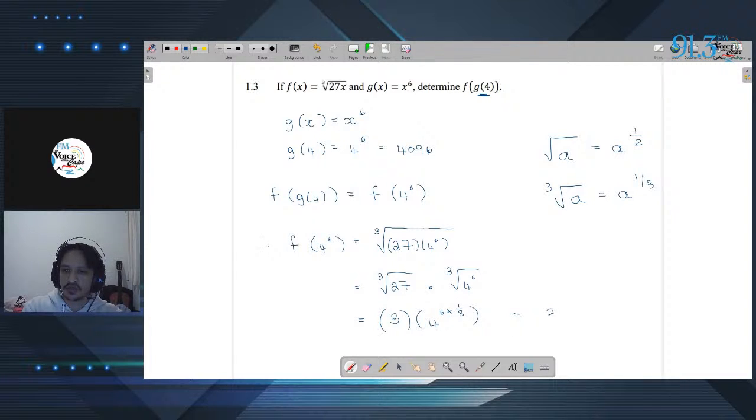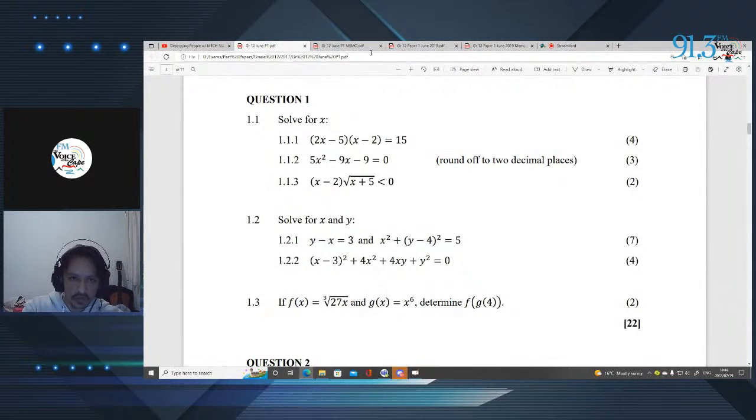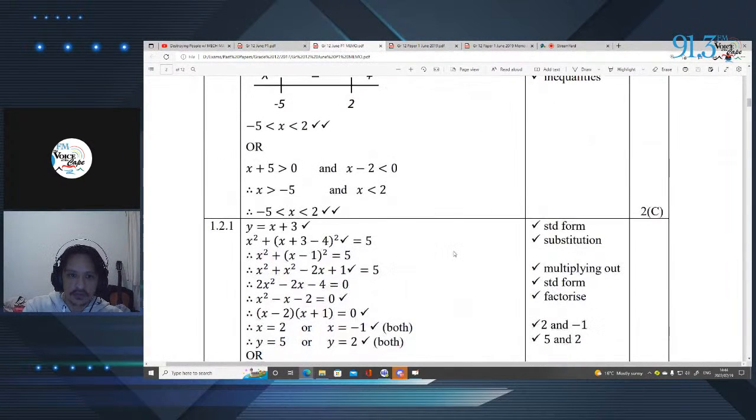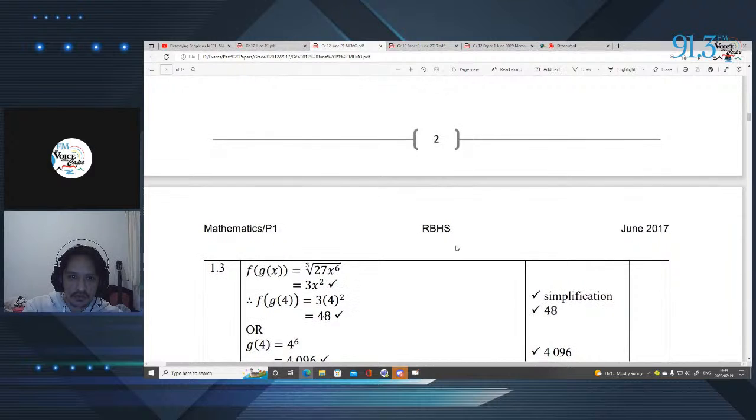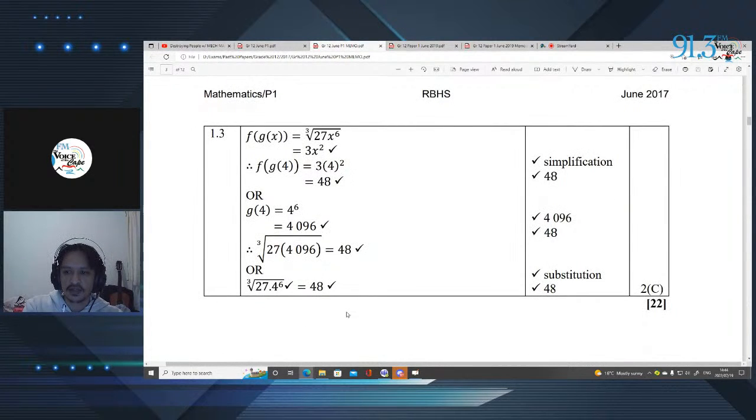And this is going to equal 3 times 4 to the power of 2. And we get the answer of 3 times 16. And this is going to equal, let's check, 16 times 3 is 48. That should be our final answer. Let's see if we are correct. Is this the correct memo? And there we go. Our answer is 48. And there they showed the alternate solution. Or we could have just substituted this straight in. Right? And there we go.